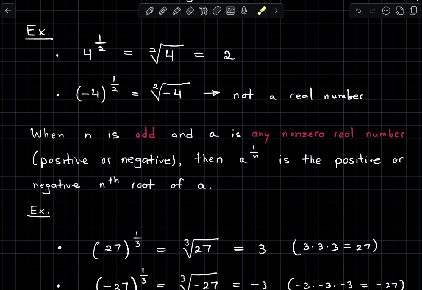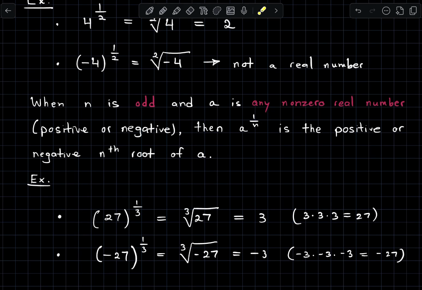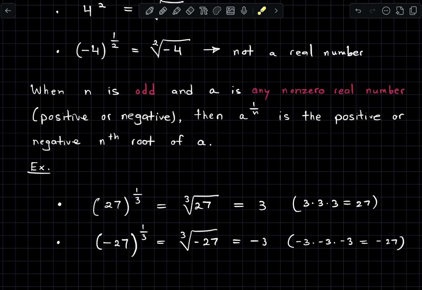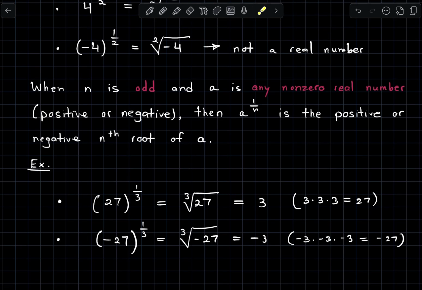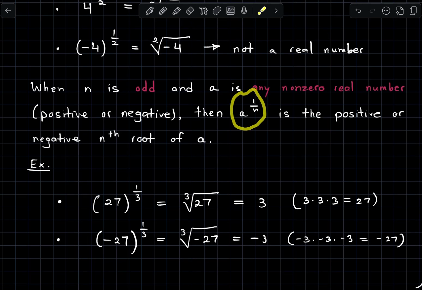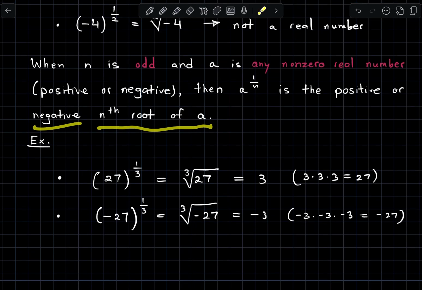On the other hand, when n is odd, a can be any non-zero real number. And now this is going to work. So it can be positive or negative. Okay, so a to the 1 over n is the positive or negative nth root of a. So what does that look like?